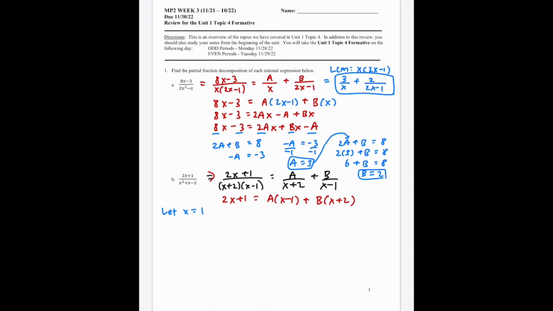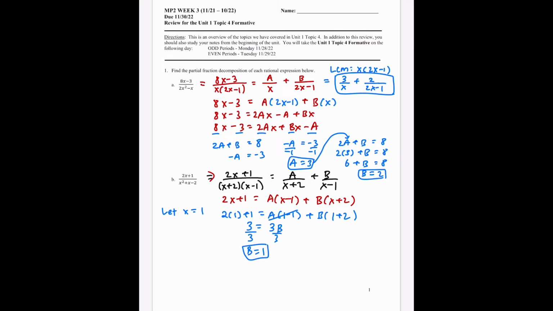A goes away. So it'll be 2 times 1 plus 1 is equal to a times 1 minus 1. That goes away because 1 minus 1 is 0. Plus b times 1 plus 2. So 2 times 1 is 2. 2 plus 1 is 3. And this one is pretty easy. 3 is equal to 3b. Divide both sides by 3. B is 1. So that's the first one.